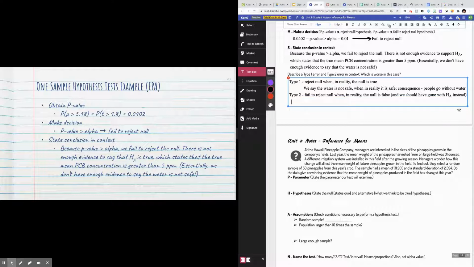Okay, so in the context of this problem, if we're failing to reject the null, that means we're going to go with the null, which is... sorry, I don't know why this has suddenly gotten so much smaller.